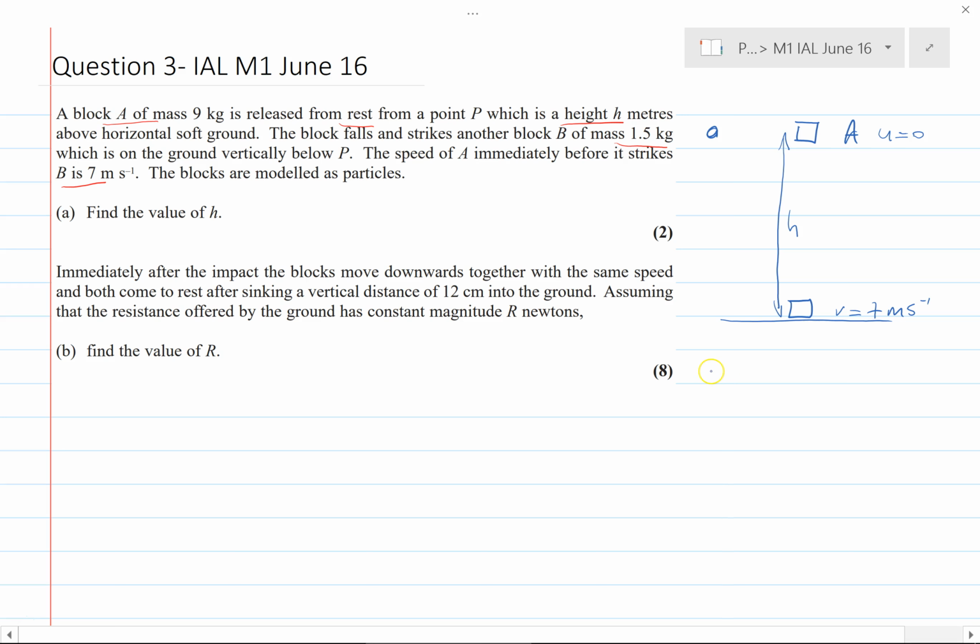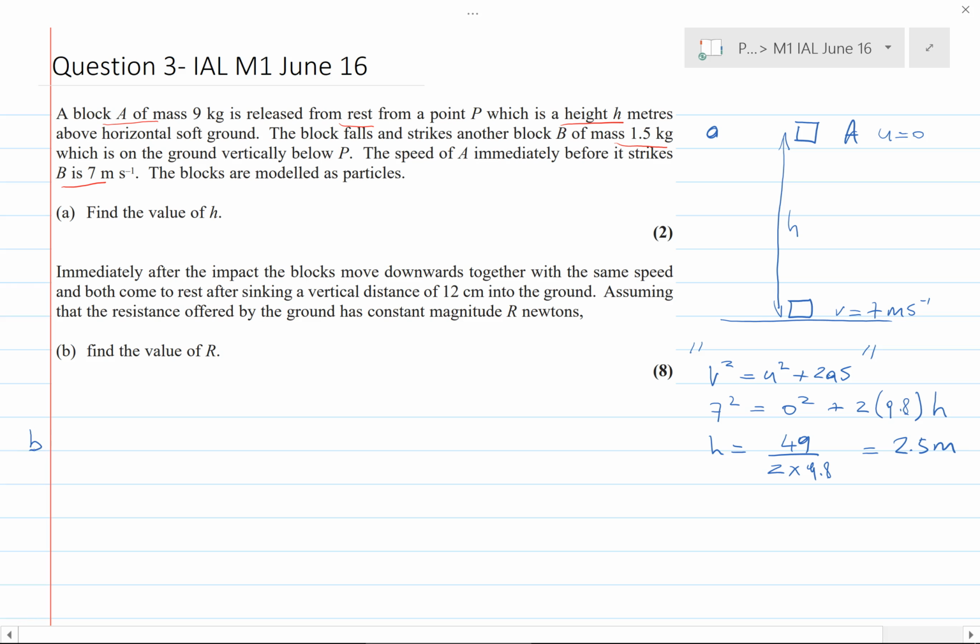So we can just apply v squared equals u squared plus 2as. And so we have 7 squared is equal to u squared, which is 0 squared, plus 2 times g, which is always 9.8 in M1, times h. Rearranging that, we get h is equal to 49 over 2 times 9.8. So that gives us 2.5 meters. Okay, so that was a pretty straightforward part, just for 2 marks.